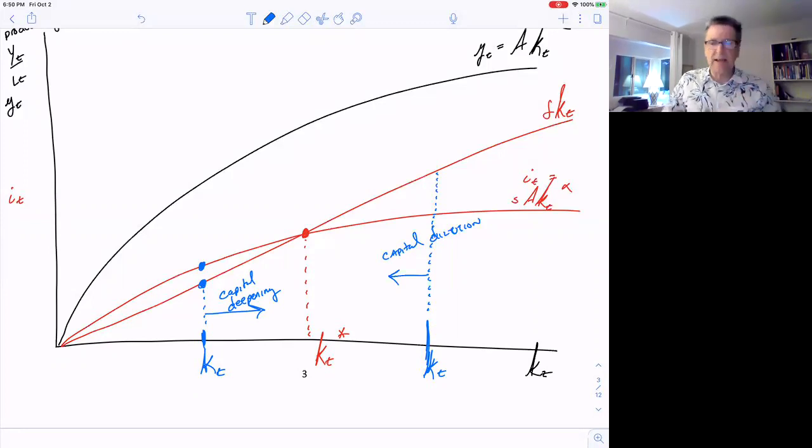Once we get to the steady state, then there's no reason for any capital dilution or capital deepening anymore. So that's why this kt star, right where the two curves cross, is a steady state level for the capital labor ratio in this model.